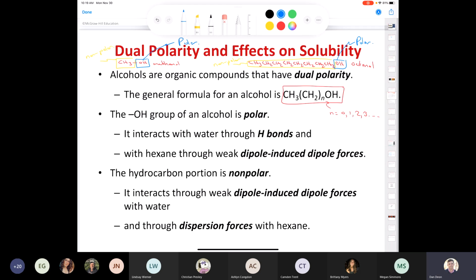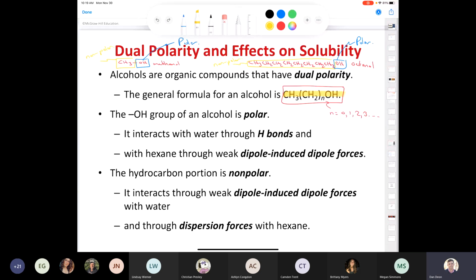Okay, so again, if all alcohols have this generic formula, then they all have a polar part and a non-polar part. Okay, that polar part, the OH group of the alcohol, is called a hydroxyl, and the OH group of the alcohol is polar. It can interact with water through what? Hydrogen bonding.